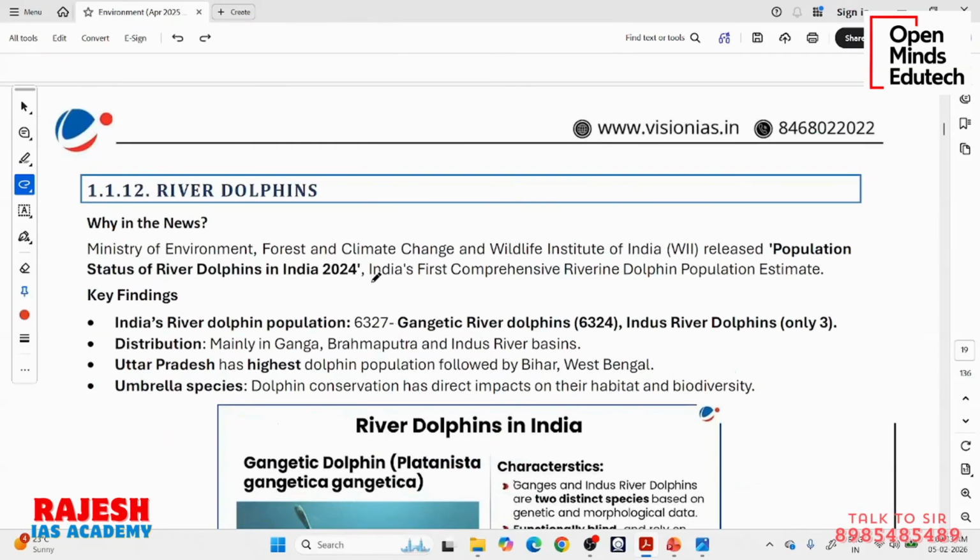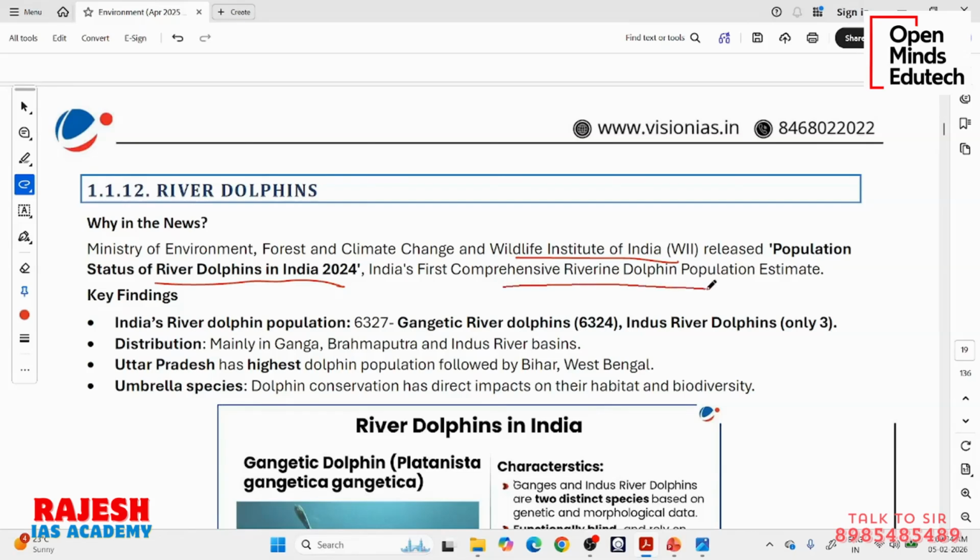So what is the news? Now you know the background of the dolphins. Now let us come to the news. The Ministry of Environment, Forest and Climate Change and the Wildlife Institute of India released the population status of river dolphins in India. We are counting so many animals because we want to conserve them. We want to know their numbers, whether they are increasing or decreasing, so that we can effectively conserve them. So we have seen the elephant census and now the dolphin census.